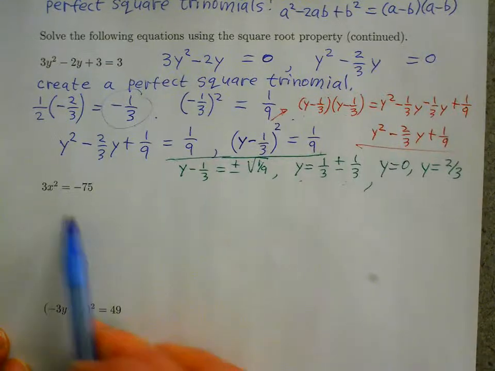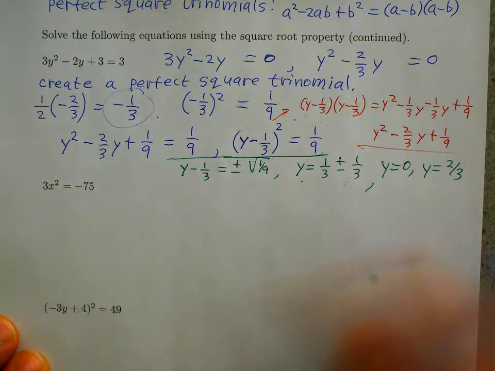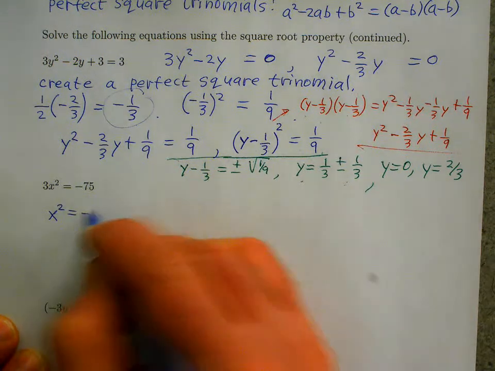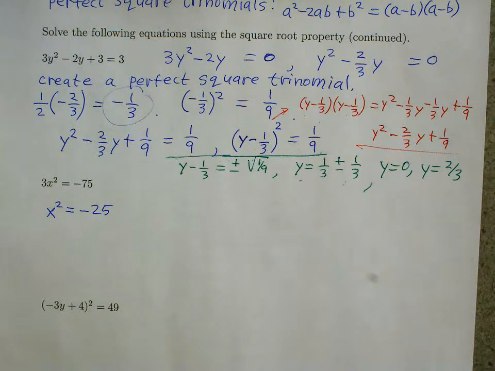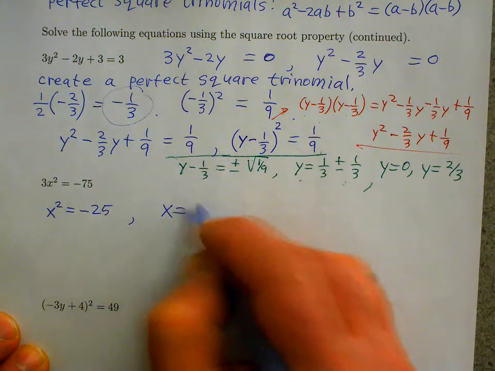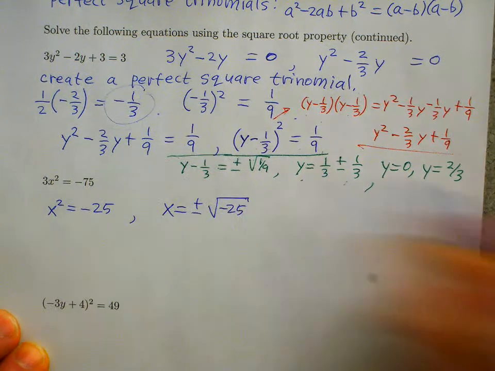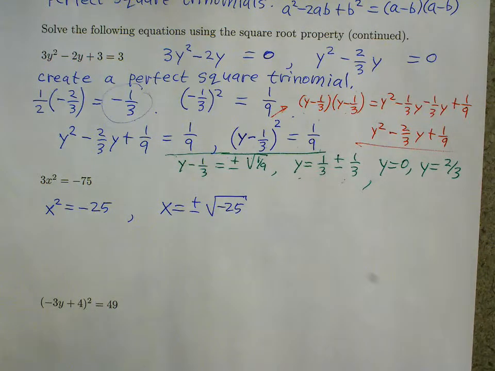Okay, the next one, 3x squared equals negative 75. First, divide both sides by 3, and we get x squared equals negative 25. And then apply the square root property. So we get x equals positive and negative square root of negative 25. Well, we now know how to compute square roots of negatives. So the two solutions are not real numbers, but they are solutions.